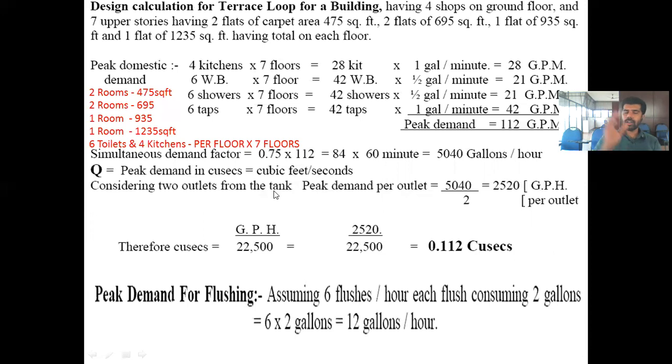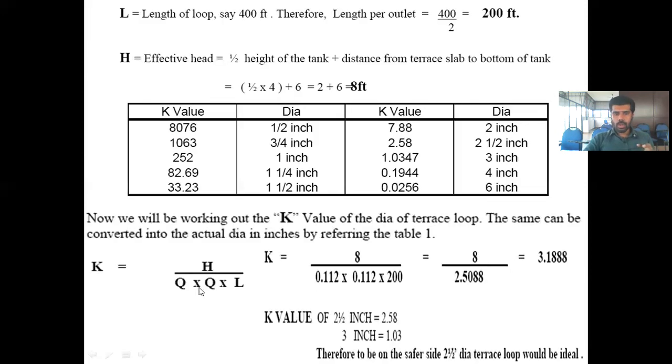Now we are dealing with not the flushing. We are dealing with domestic only. Domestic water and domestic loop. So our discharge Q is equal to how much? 0.112. So 0.112 into 0.112 into length. How much is the length? Length we have to take as 200 only. Don't take 400 because we have two outlets. So you can take 200.